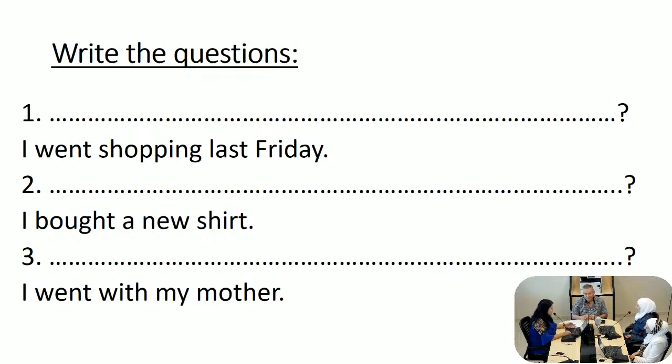Did you buy a new shirt? We again omit a new shirt and add what? What did you buy? I just want to add something here. The answer starts with, the answer is I bought a new shirt. The student must write a WH question, not a yes/no question.